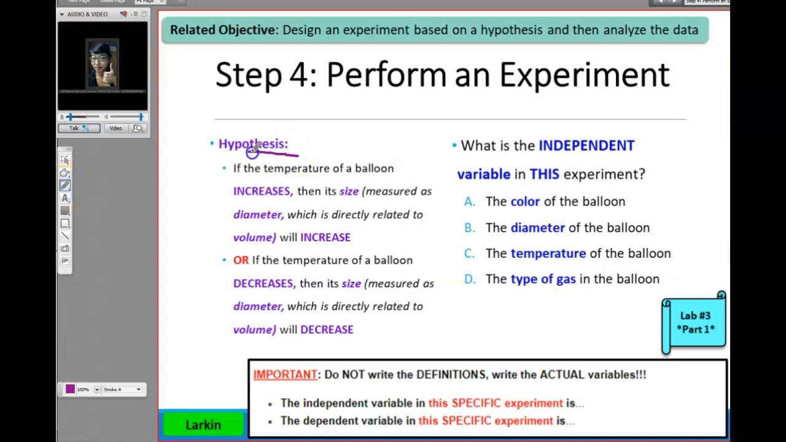Take a look at the start of our hypotheses. That's going to help us figure out the independent variables. What are we changing on purpose at the start?